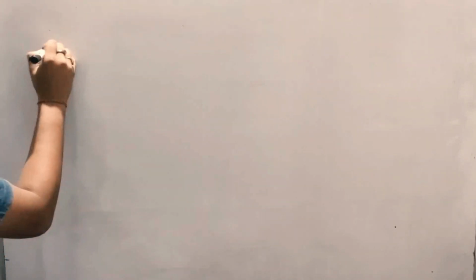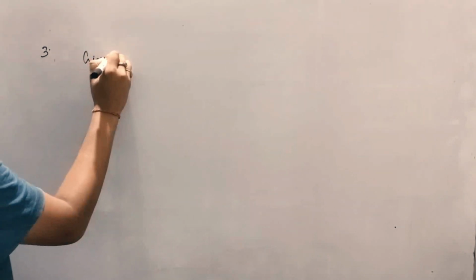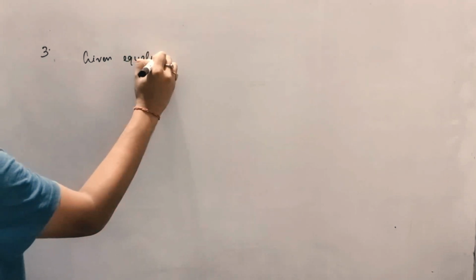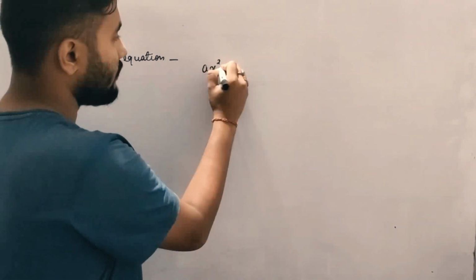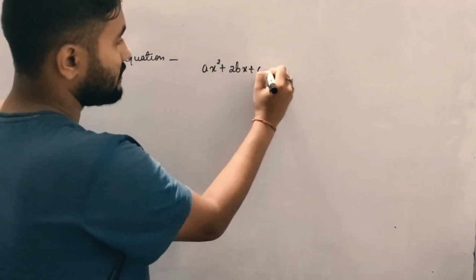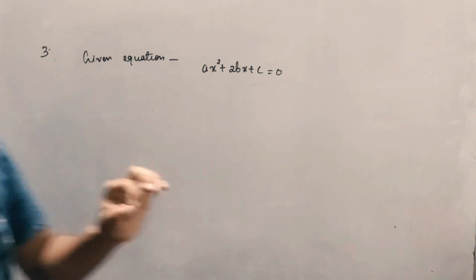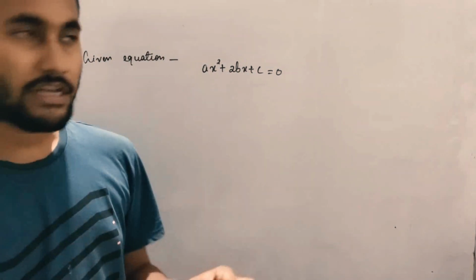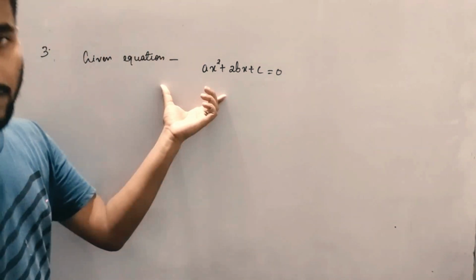So, write question number 3. Given equation: ax square plus twice bx plus c equal to 0. This is given. Now, the nature of the roots: the roots of this equation are imaginary. And we know who gives the nature of the roots? Discriminant, right? So we will find the discriminant of this equation.